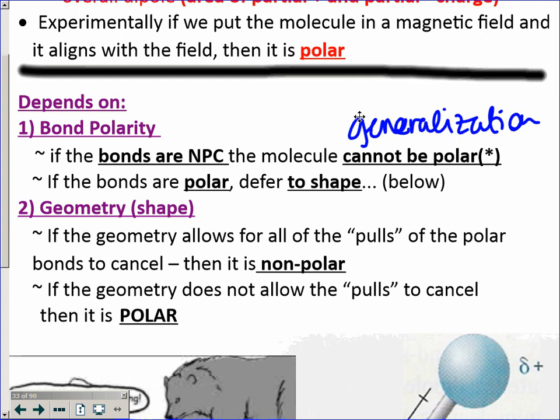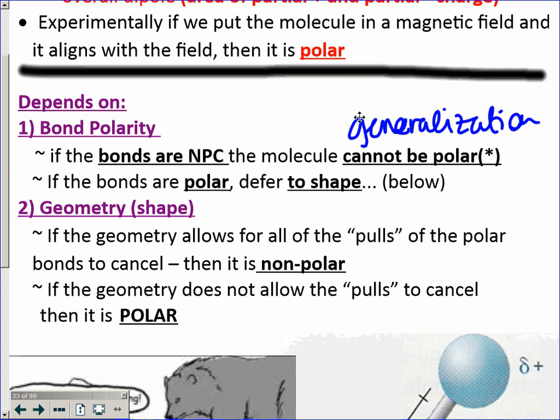It's polar, because both arrows are pointing that way. So all the electrons are pushed this way, and there's very few electrons over here. So we definitely have what kind of molecule here? Polar, because there's an unequal distribution of charge across the entire molecule.